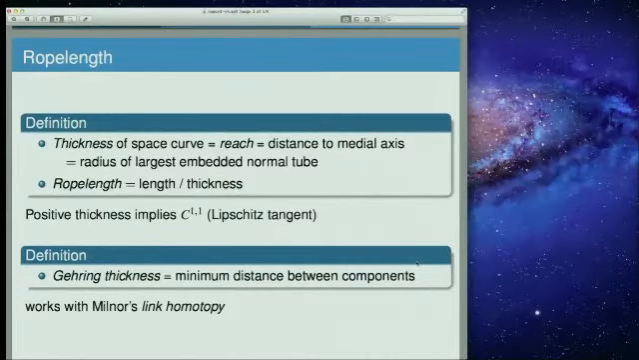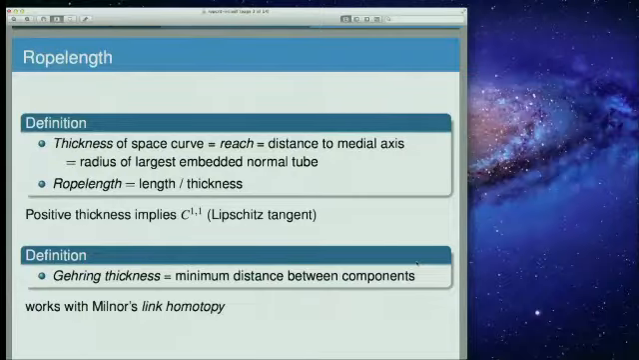So I probably don't need to explain what rope length is here. The thickness of a space curve, also called its reach or the distance to the medial axis, is the radius of the largest embedded normal tube around the curve. Rope length is length over thickness.